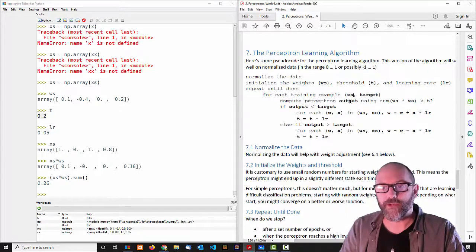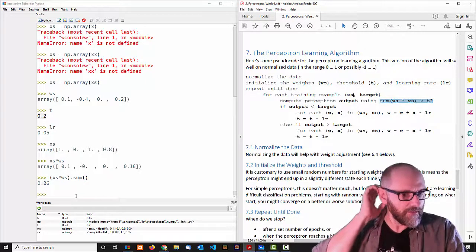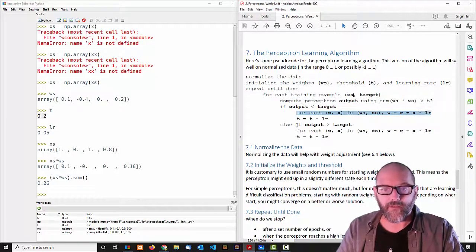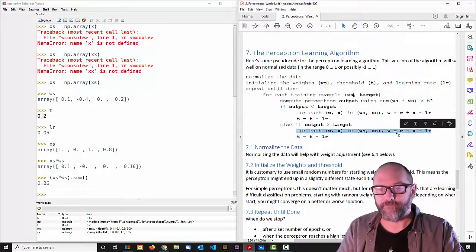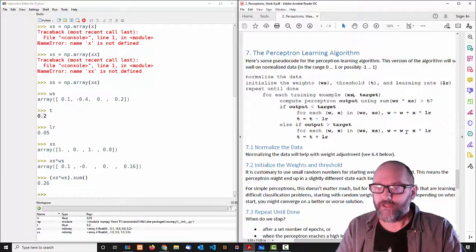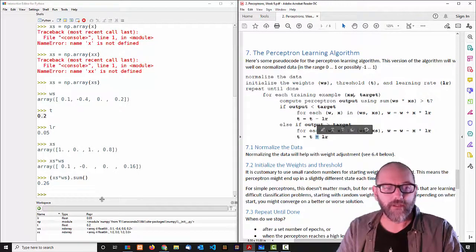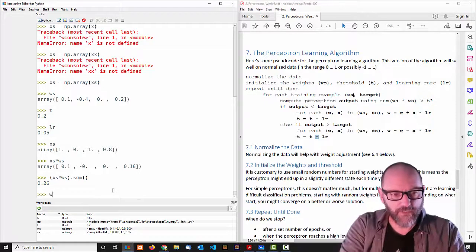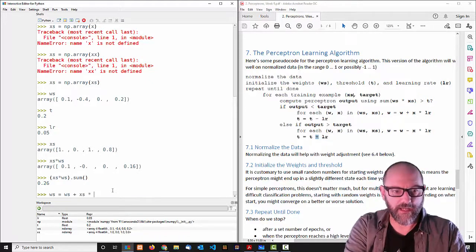So it says compute perceptron output using the sum of that greater than t. A little if statement or a conditional expression to figure out whether we're outputting a 1 or a 0. And then if the output's less than the target, then we have to adjust the weights. Otherwise, if it's greater than the target, we adjust the weights in the other direction. So these are the same. Here we're adding to the weights and subtracting from the threshold. Here we're subtracting from the weights and adding to the threshold. And so if we decide that we want to change this, we can say, okay, the weights are going to be the weights plus the x's times the learning rate.